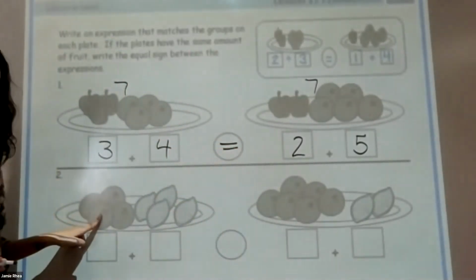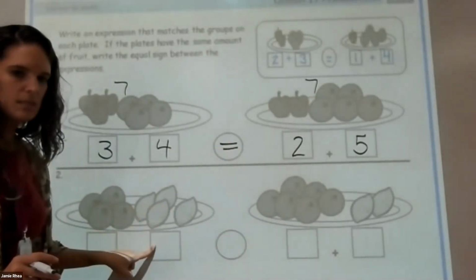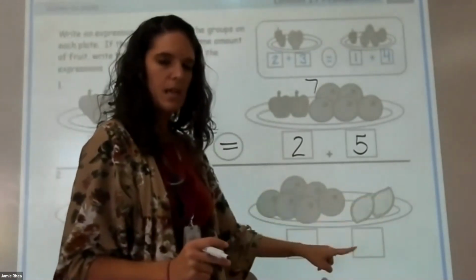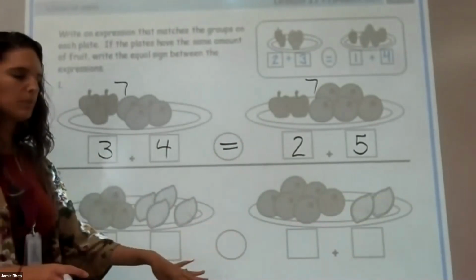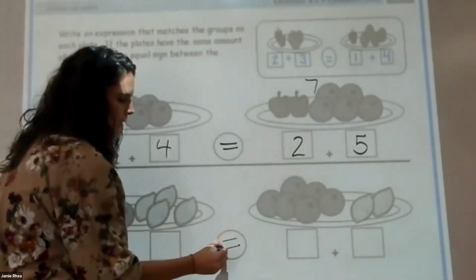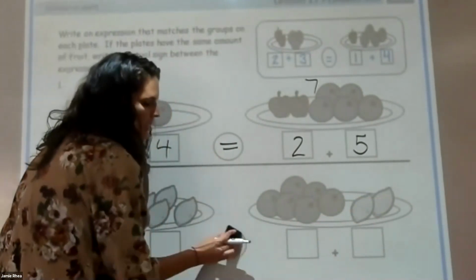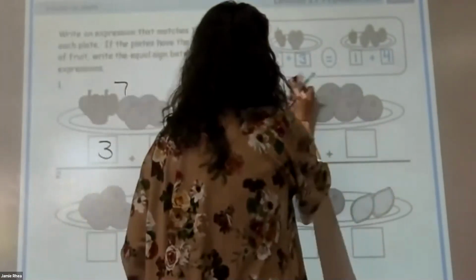Okay, same thing down here. You're going to count how many oranges, how many lemons, how many oranges, how many lemons, and you're going to decide, is it equal? If it's not equal, you can leave it blank, or you could even say something like this. Okay, you choose. If it's equal, write your equal sign.